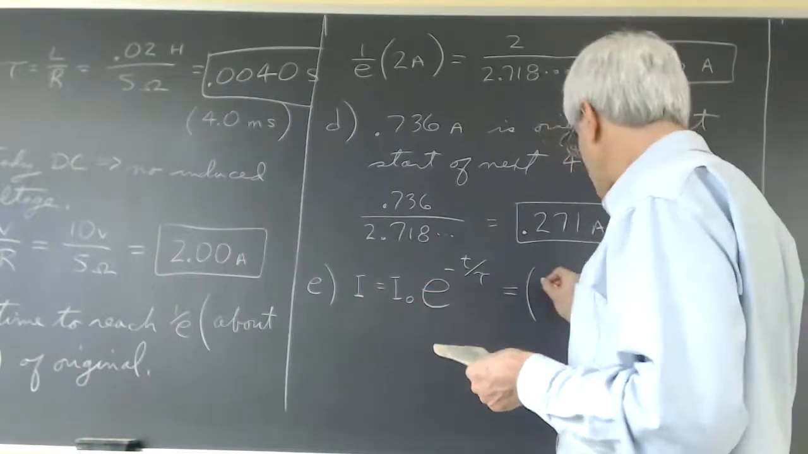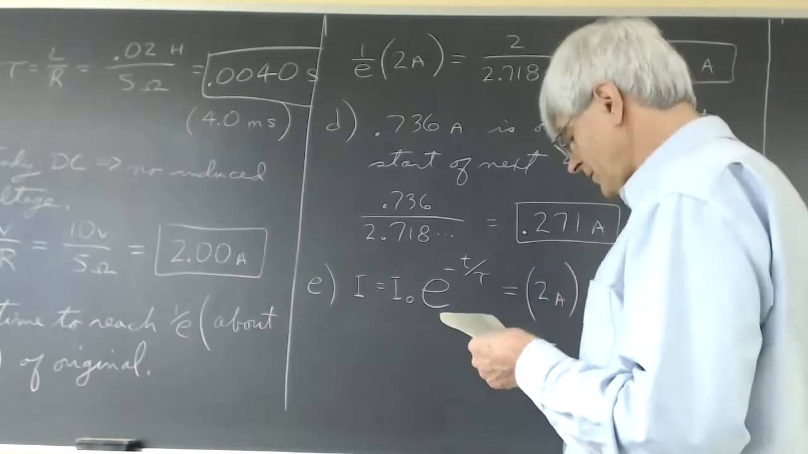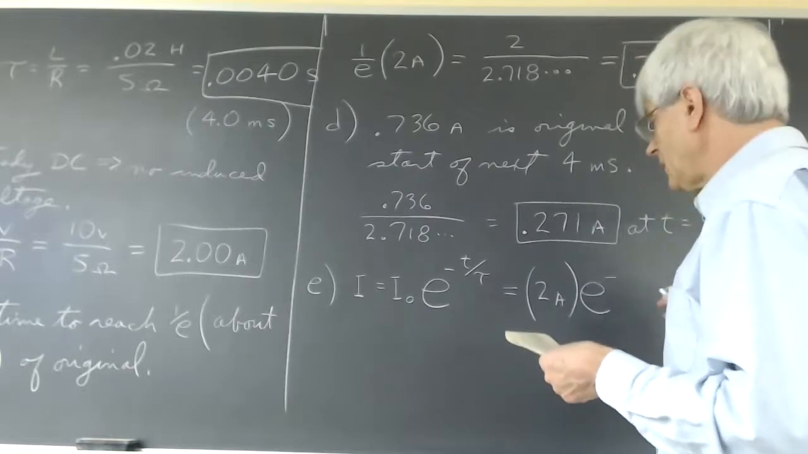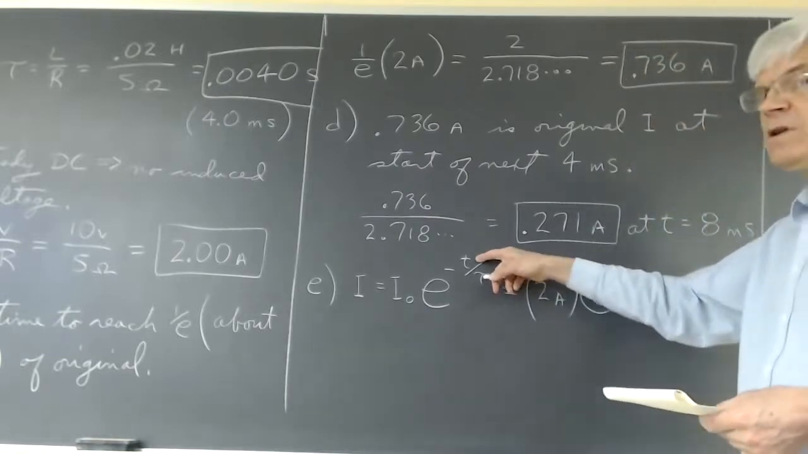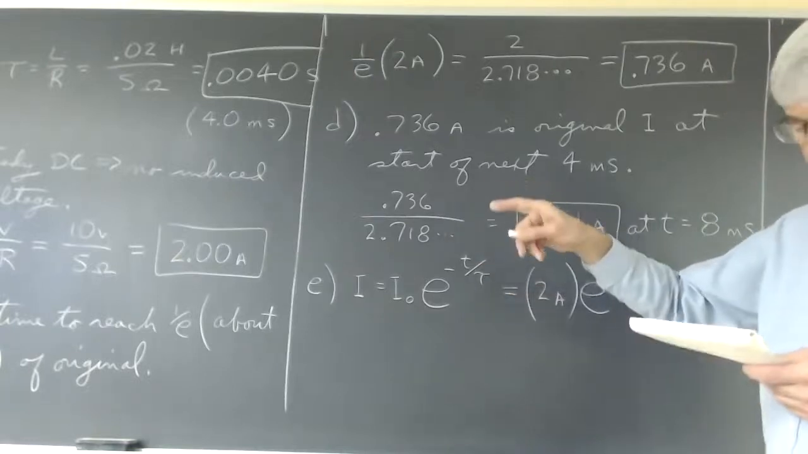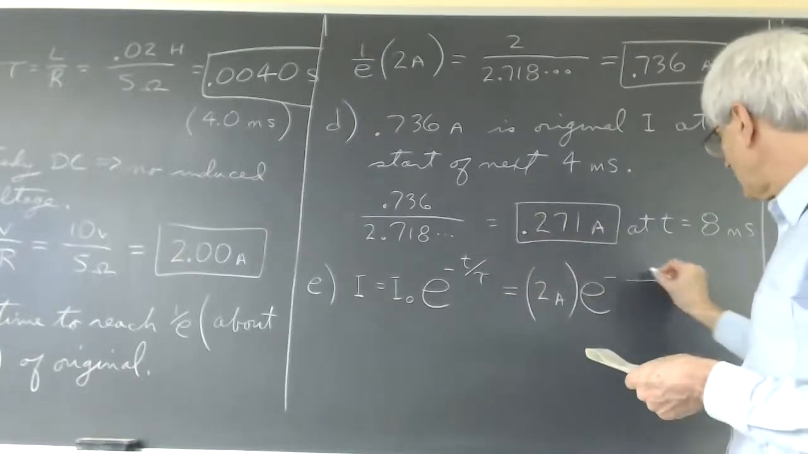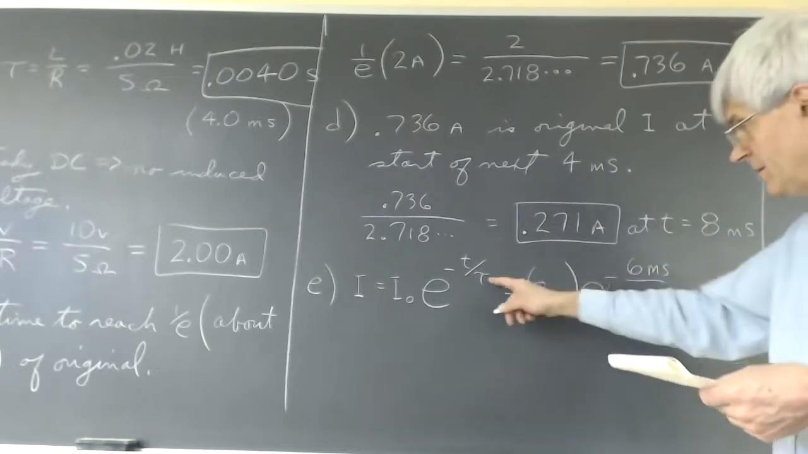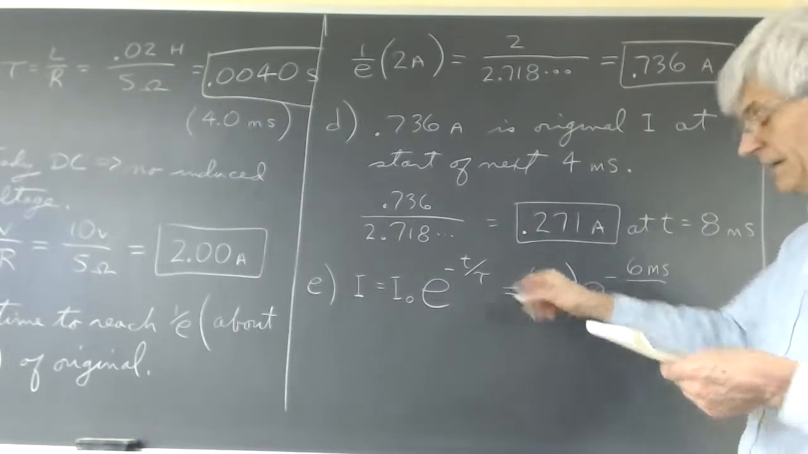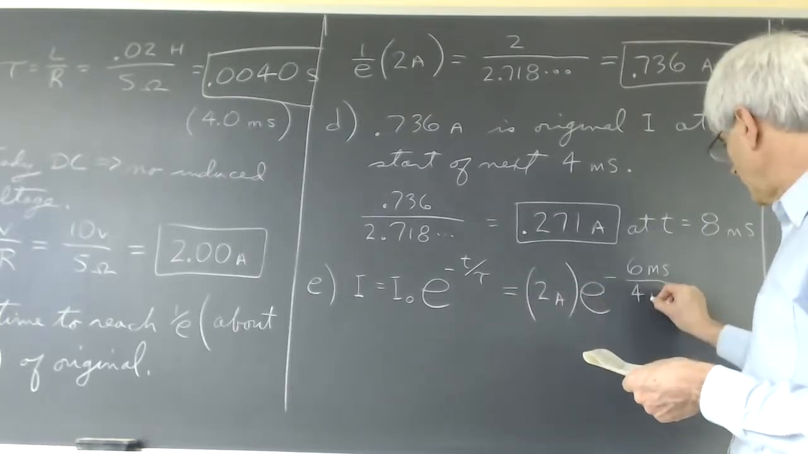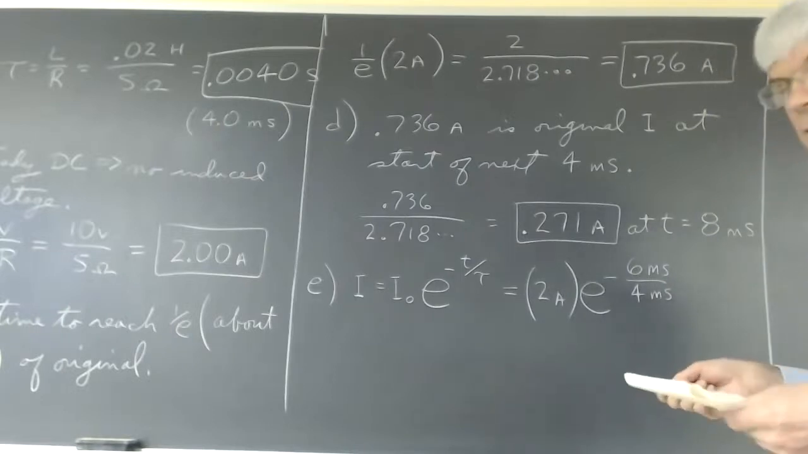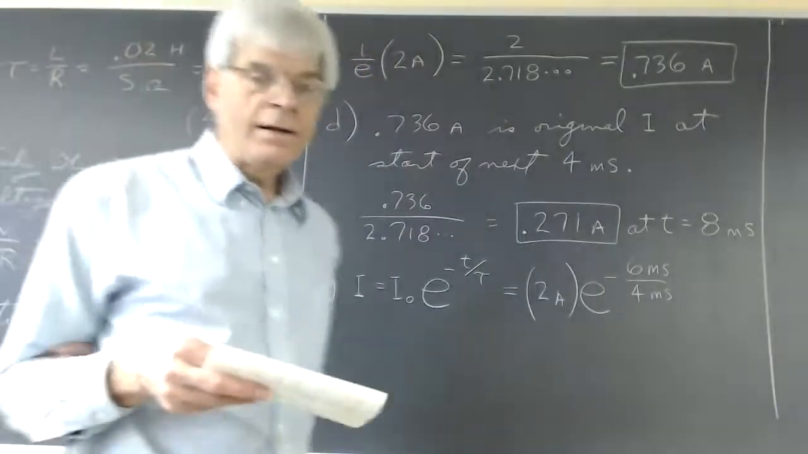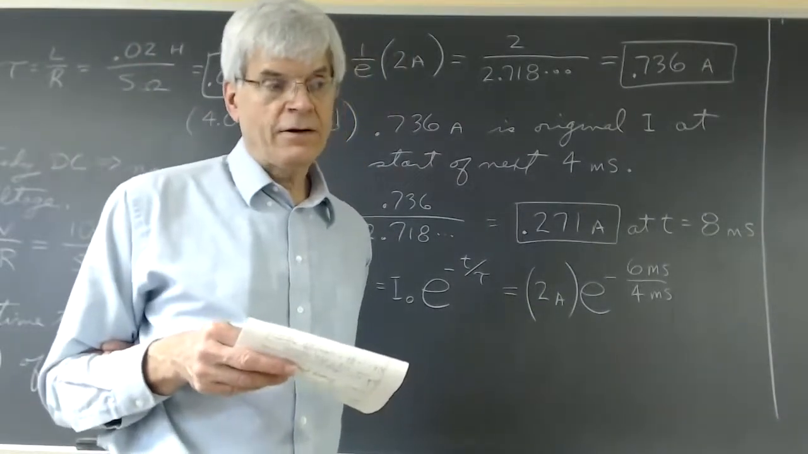Original current, 2 amps, first through the switch. e to the negative, okay, t means what time do you want to know the current? You want to know the current at t equals 6 milliseconds. And the tau underneath it is the time constant, which is 4 milliseconds. Now, as I've probably already said to you quite a few times, when in doubt, convert to standard units.